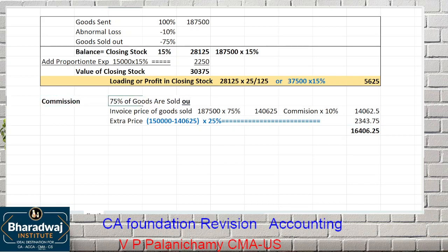75% of the goods are sold out. So the invoice price of the goods sold out is 1,40,625. On that, commission is 10%. For the additional price over the invoice price, we get 25% commission. That's it. Now we can prepare which account?